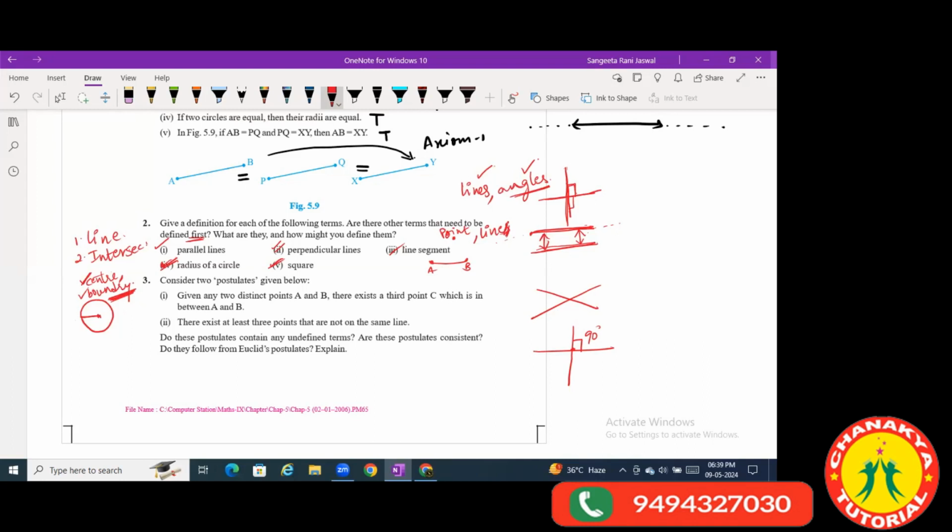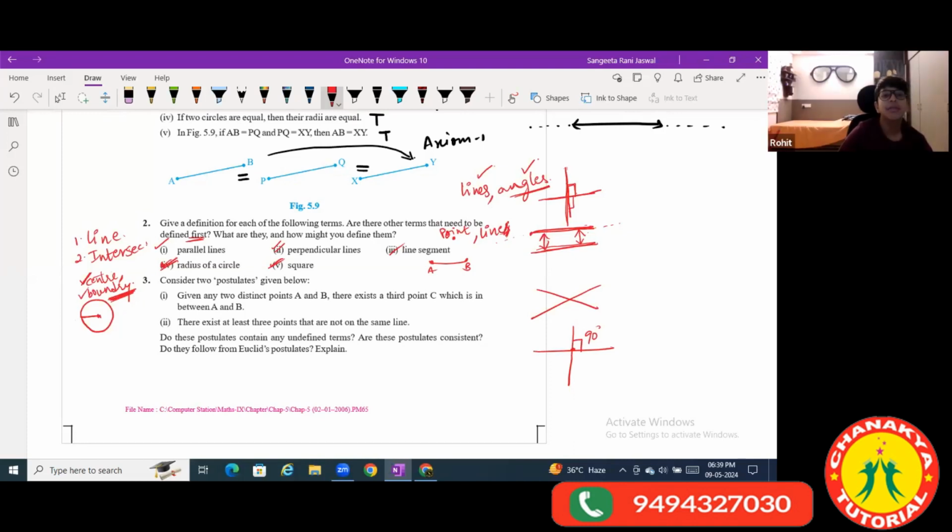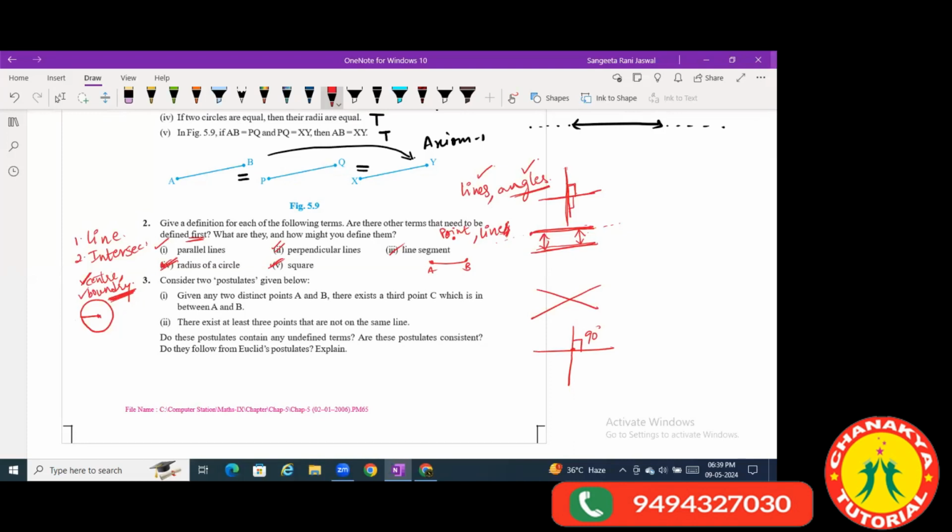A square is a polygon, a four-sided polygon. Ma'am, whose sides and angles are equal, right? Whose all four sides are equal and all four angles are equal. Okay.